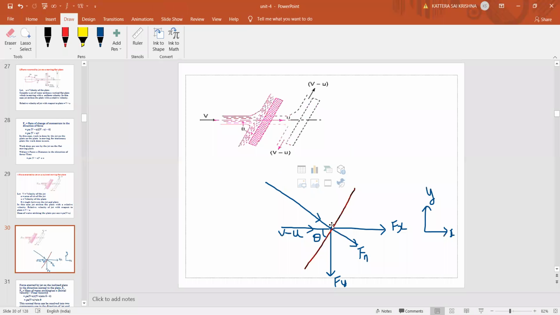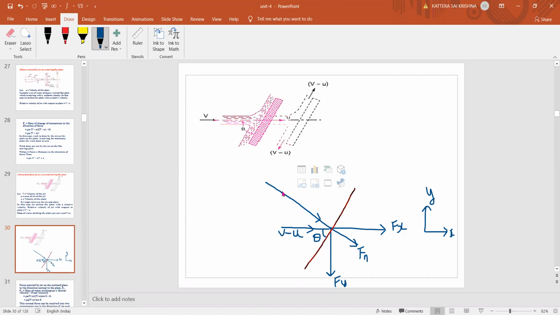We'll see how to calculate Fn, Fx and Fy. You can see here the diagram which we have been given. I'm just drawing a free body diagram. This red line denotes our plate, which is inclined at an angle of theta with the horizontal jet. We already know the jet is coming with an inlet velocity of v minus u since the plate is moving. This is the inlet velocity with which the jet strikes the plate, and we have an angle theta between the horizontal and the plate.